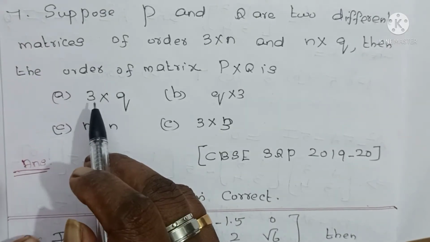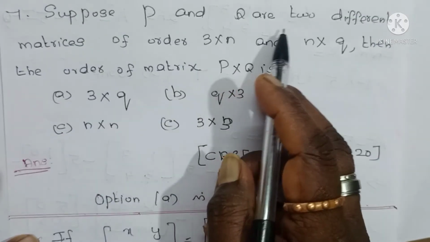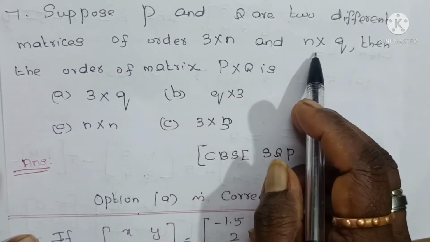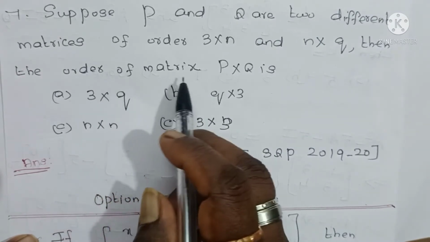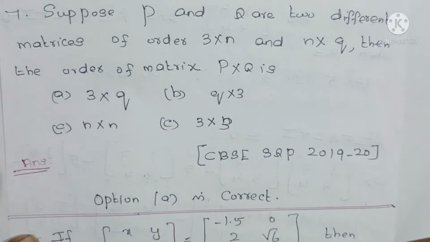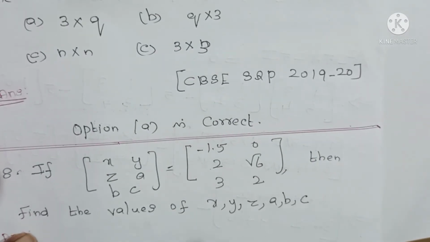Now let's move on to the 7th question. Suppose P and Q are two different matrices of order 3 by n and n by q. Then the order of matrix PQ is dash. They have given 4 options. This is a very important question, a CBSE question.